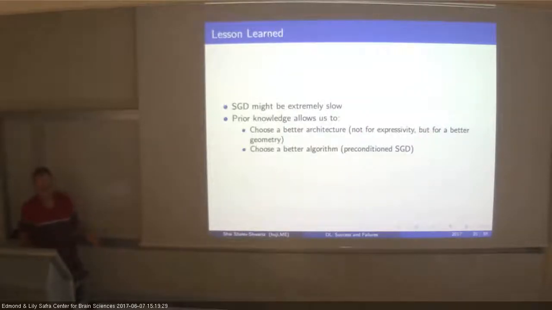So what is the lesson that we learn? That SGD might be extremely slow, and prior knowledge here allows us not to have a better sample complexity. Sample complexity was not the issue here at all. Sorry, what is SGD? Stochastic gradient descent. So prior knowledge is not for sample complexity. It's also not for expressivity. These were non-issues before. It's for the computational complexity of training. And this is, I think, an important point that I will come back to later.